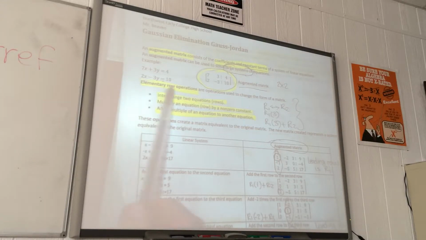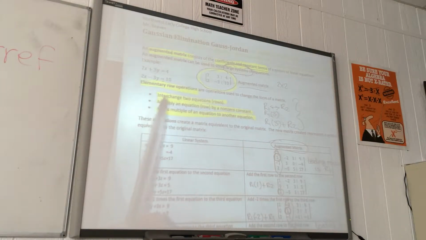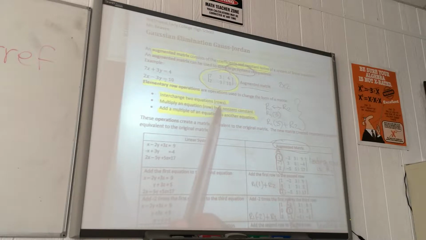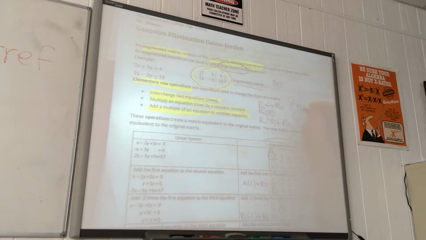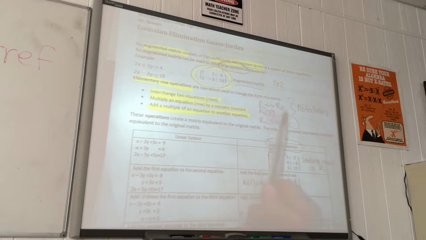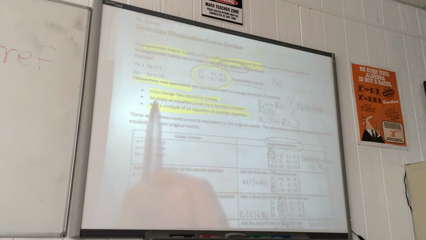Elementary row operations are operations used to change the form of a matrix. Okay. And Laisha, read the first one. Interchange two equations, rows. Okay, so we're going to refer to the equations as rows. So equation 1 will be R1, or row 1. Equation 2 will be R2, or row 2. What we see here is the example of the notation that we're going to be using. So here for interchange two equations, we put R1 interchange for R2. That's an uppercase R.